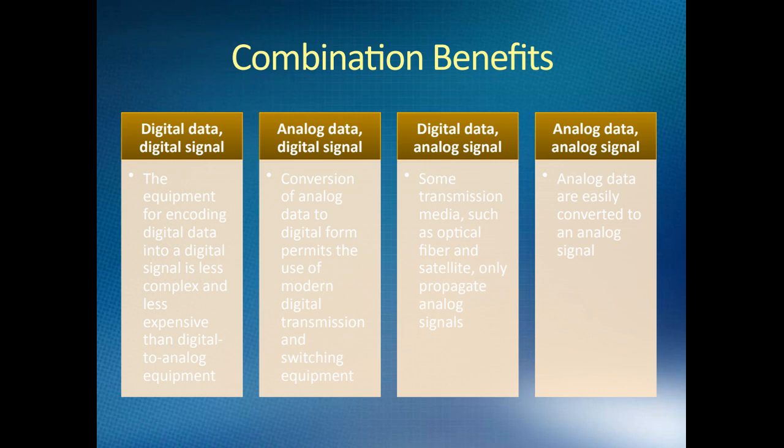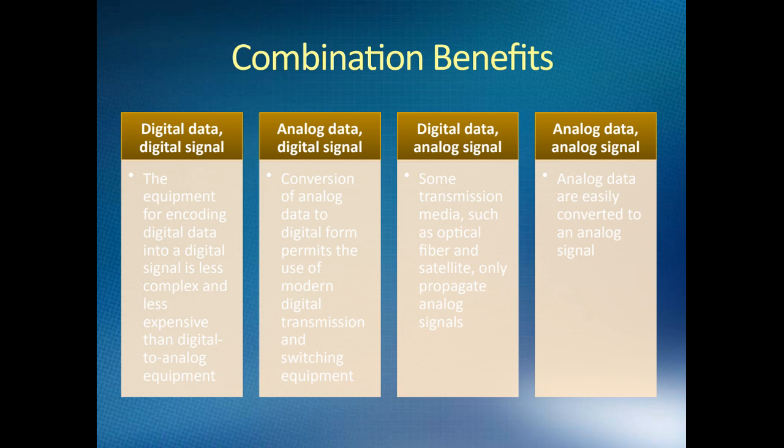So here, if I have digital data and a digital signal, the equipment for encoding digital data into a digital signal is less complex and less expensive. It's easy. Digital to digital is easy and available. If I have analog data and a digital signal, you need to use modern digital transmission and switching equipment.